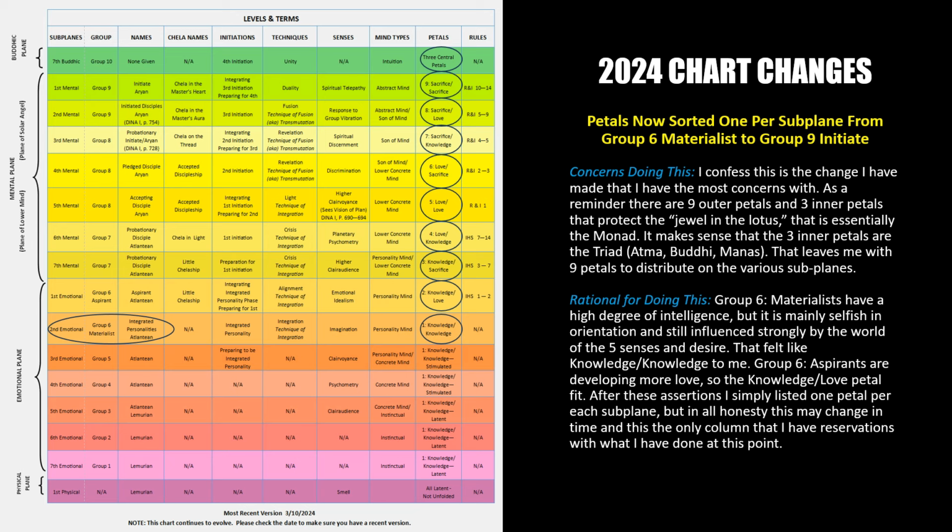But my rationale for doing this is group 6 materialists, as I've said, have a high degree of intelligence. It's chemomonastic. It's often distorted. It's more like scientism than science, still heavily colored by biases. And it's mainly selfish in orientation and still influenced strongly by the world of the 5 senses and desire. But it just felt like knowledge is happening at that level. And as I just said, group 6 aspirants are starting to develop some love with their knowledge. And so that love has got a lot of selfishness in it, and that just felt like it fit with the knowledge love petal. And after these assertions, I simply listed 1 petal per each subplane, but in all honesty, this may change in time, and this is the only column that I still have reservations about at this point.